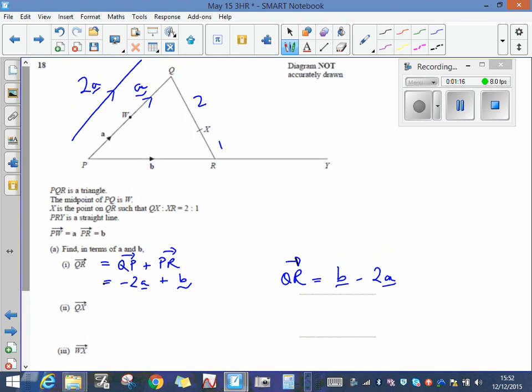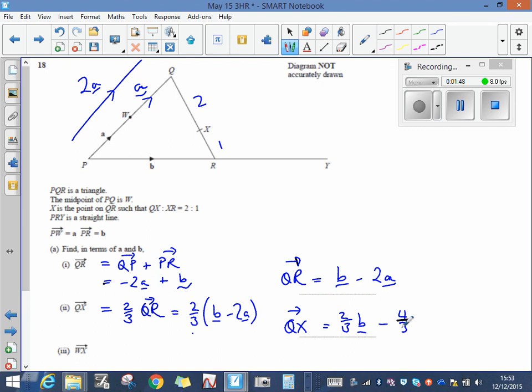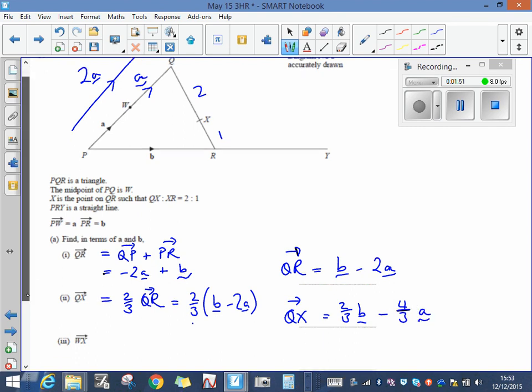Okay, let's go on to the next one. We're told now to find the vector QX. Well, to find QX, I've just found what QR is. So QX, if I look at it as a fraction, is 2/3 of the way from Q to R. So QX is 2/3 QR. Now I can write it as 2/3 times B minus 2A, and I usually remove the brackets. So QX is the same as 2/3 B minus, and 2/3 times 2 is 4/3 A. So that's the vector QX.